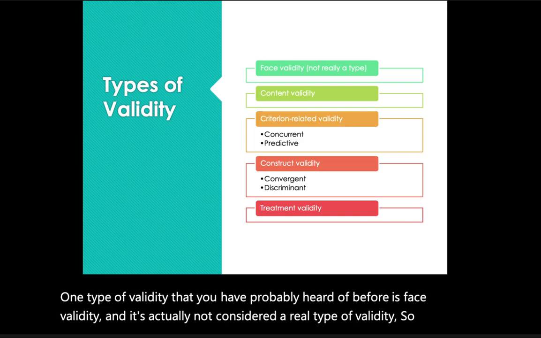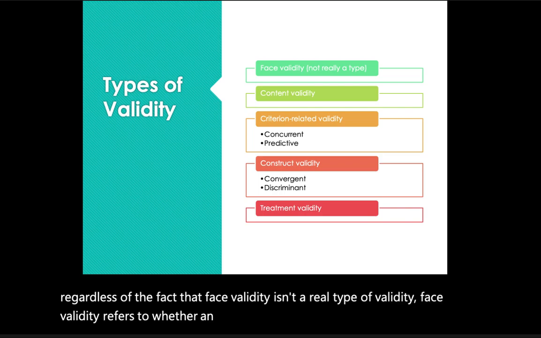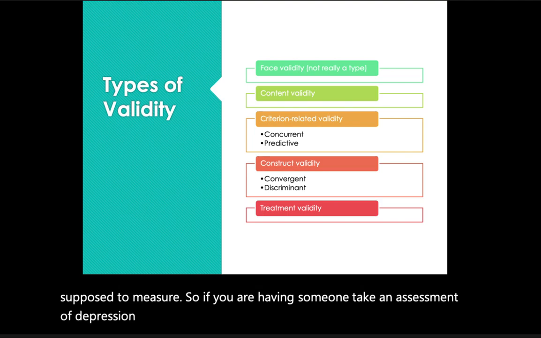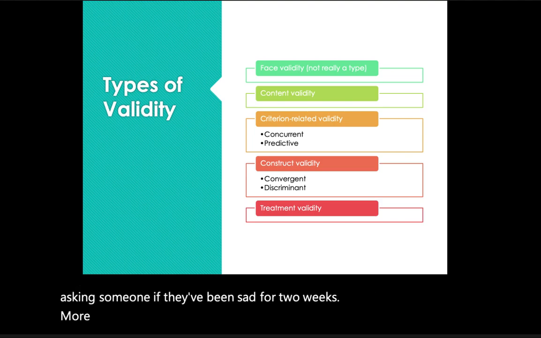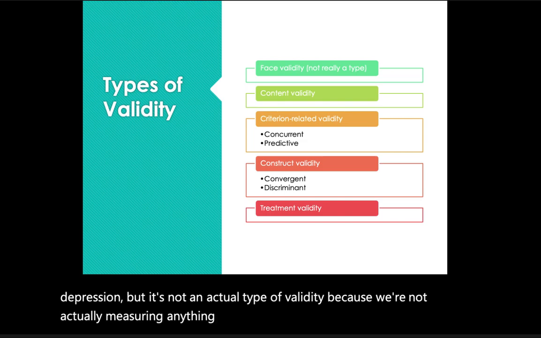So, regardless of the fact that face validity isn't a real type of validity, face validity refers to whether an assessment looks like it's measuring what it's supposed to measure. So, if you are having someone take an assessment of depression, the items look like they're measuring depression. So they're asking someone if they've been sad for 2 weeks or more days than not in that time frame. Like it looks like it's measuring depression, but it's not an actual type of validity because we're not actually measuring anything.